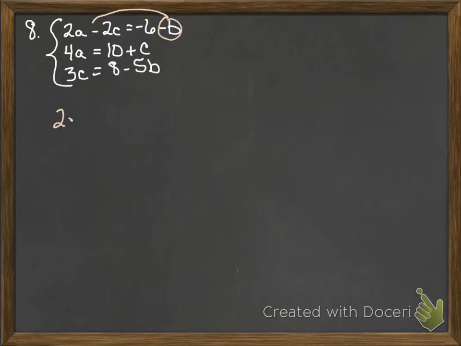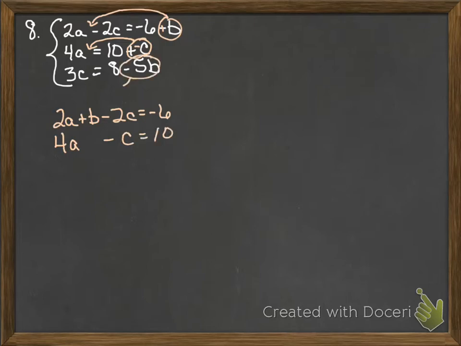For equation 1, we're going to move our b, so we're going to add it to both sides. I get a new equation, 2a plus b minus 2c equals -6. In the second equation, I'm going to subtract my c to move that over, so I get 4a minus c is 10. In my third equation, I'm going to add the 5b to both sides. So that gives me 5b plus 3c equals 8.